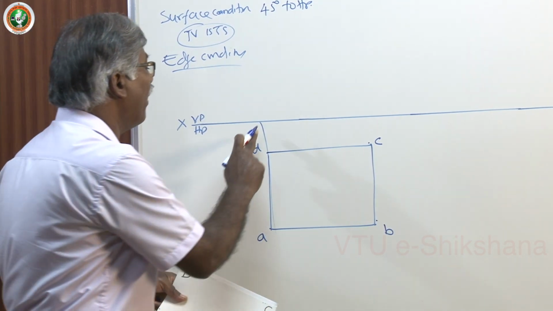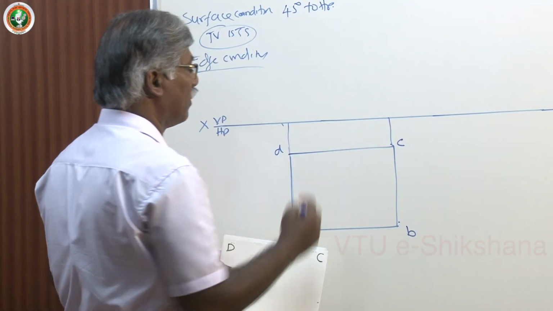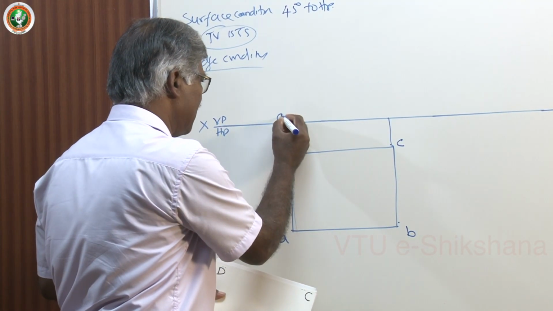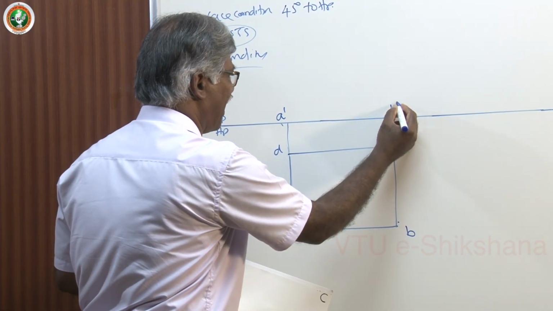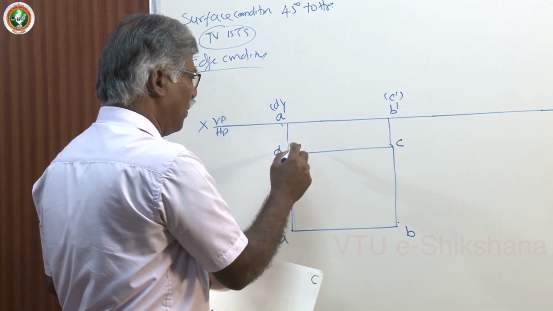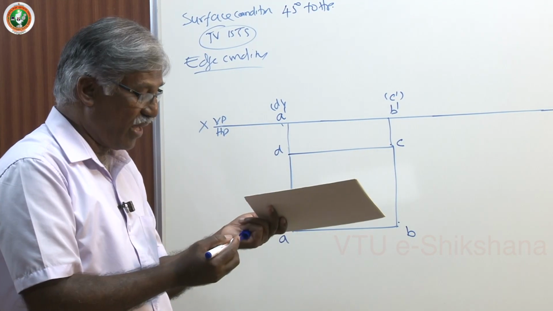So have this projection, and name these points as A dash, B dash, C dash, D dash. Why are they projected only on XY? Because it is on HP, no gap from HP.